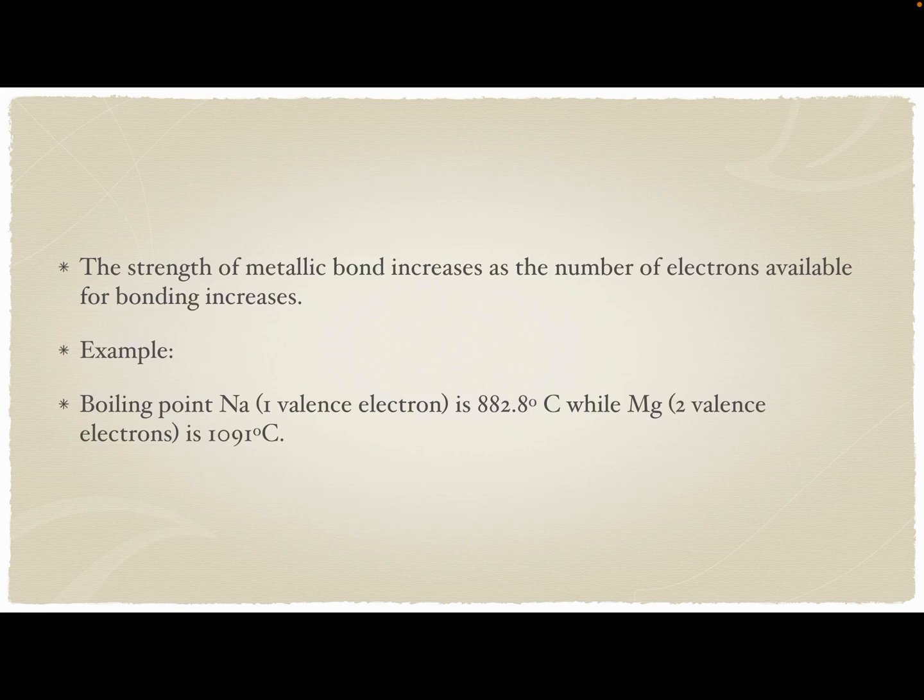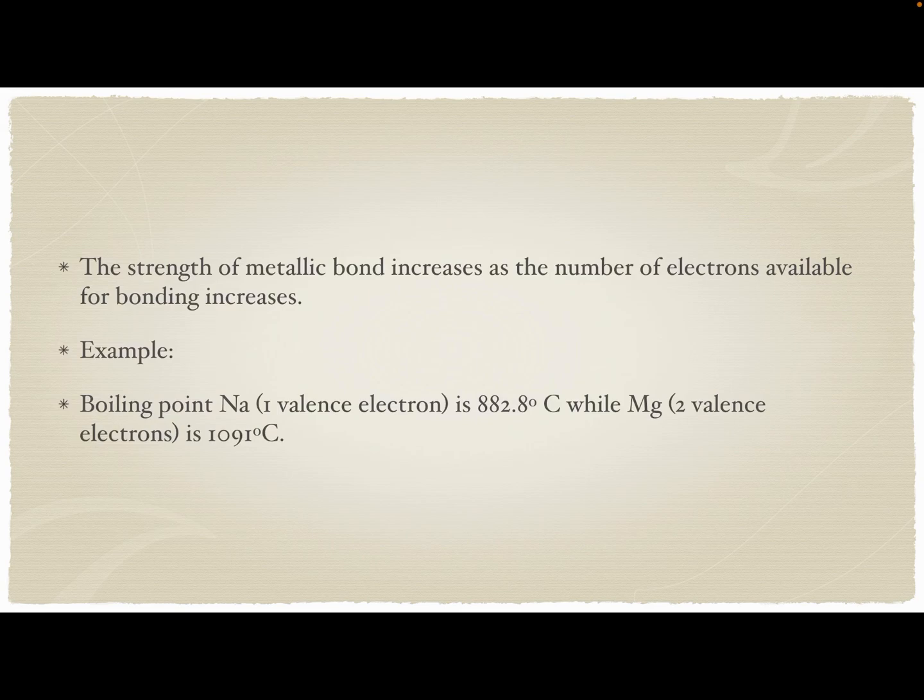For example, we have sodium and magnesium, which are from the same period, period 3, but different groups. Sodium is from group 1 while magnesium is from group 2. Therefore, sodium has only one valence electron and magnesium has more valence electrons than sodium. So because magnesium has more electrons to move around and to be attracted to its own nucleus and its neighboring nucleus, it will increase the strength of metallic bond in magnesium.